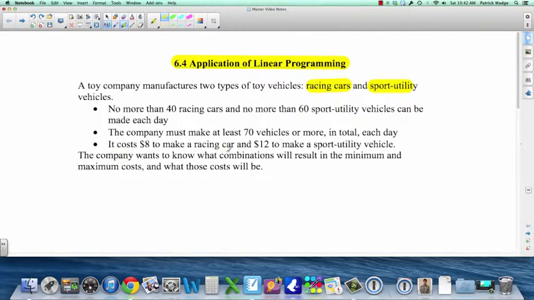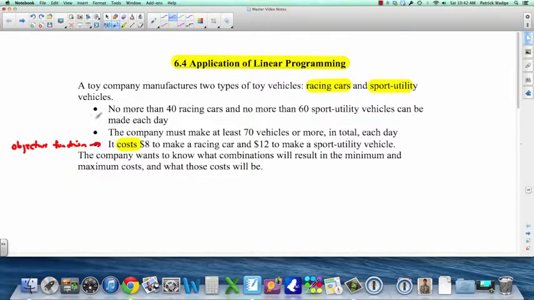It says the company wants to know what combinations will result in the minimum and maximum costs and what the cost will be. So that will be the objective function wherever it talks about cost. If you read through the bullets, it says here it costs $8 to make a racing car and $12 to make a sport utility vehicle. And since what you're trying to maximize or minimize is cost, this tells you that this bottom bullet here is the objective function.